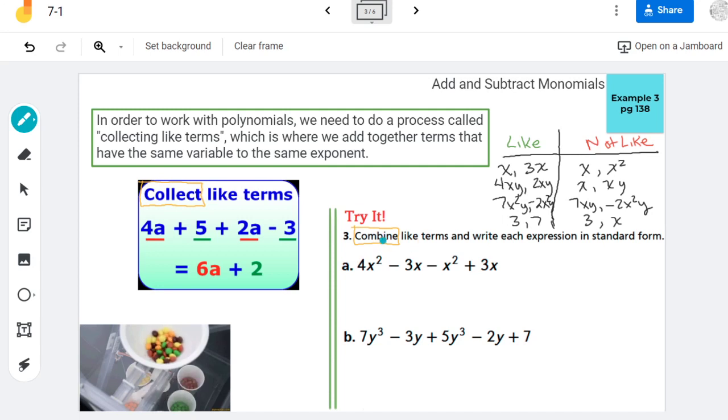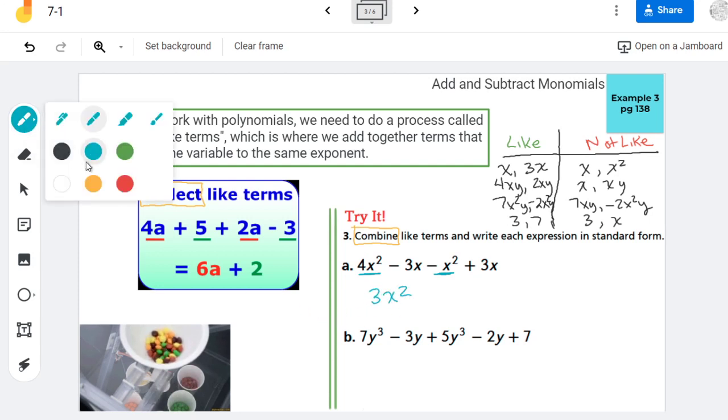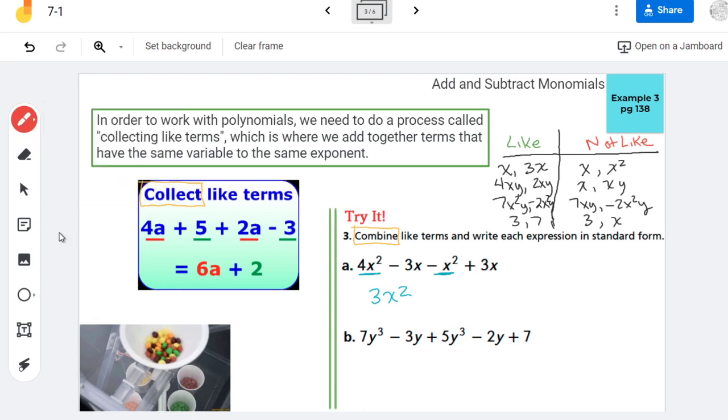First thing that I tend to do is look for the highest exponents. On this expression, my highest exponent is these squared terms. So I'm combining 4x squared and negative x squared, which gives me 3x squared. A big thing to notice is that I'm not changing the exponent when I add these together. I'm just changing the coefficient, which is the number in front.